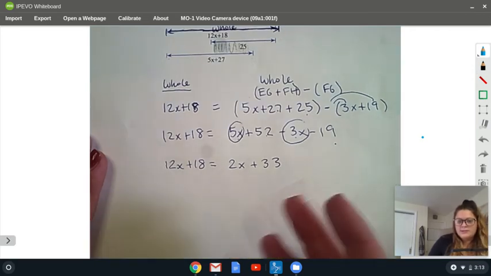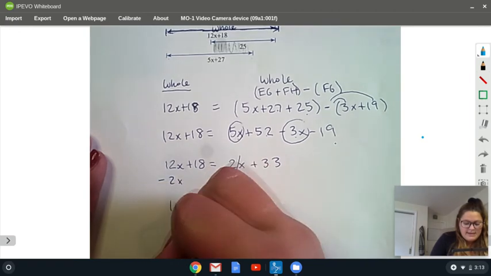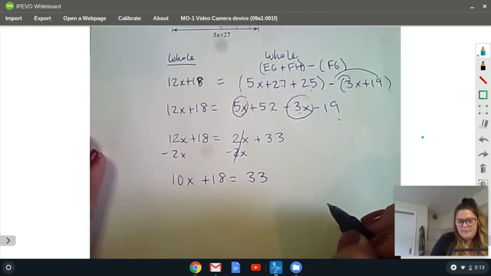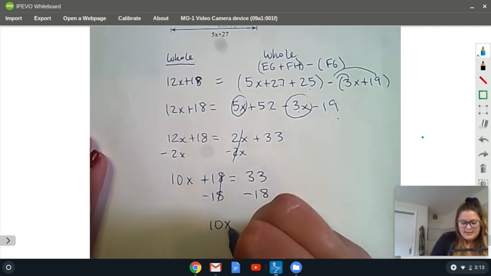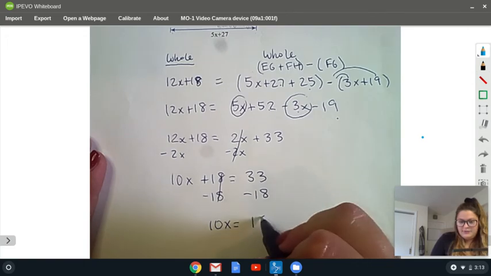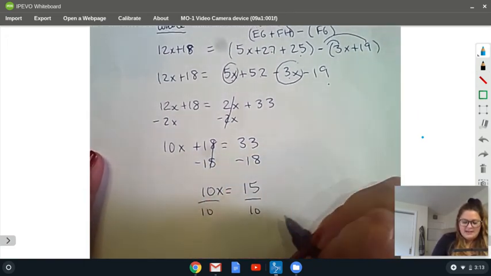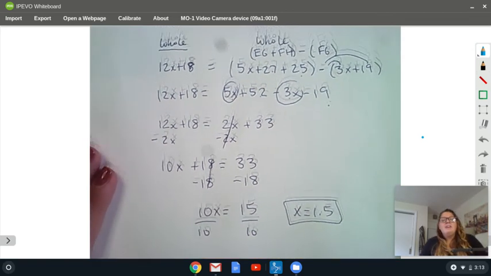Now I can start to solve for x here. I'm going to subtract 2x. I get 10x plus 18 equals 33. Then I'm going to subtract 18 on both sides. I get 10x equals 15. My last step is to divide by 10, and I get that x is 1.5. I've now solved for x.